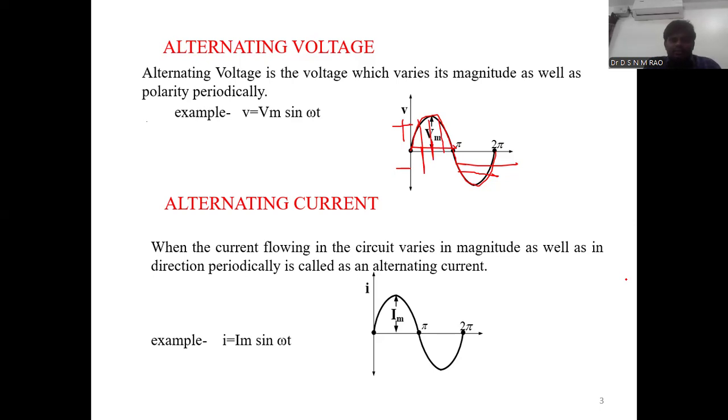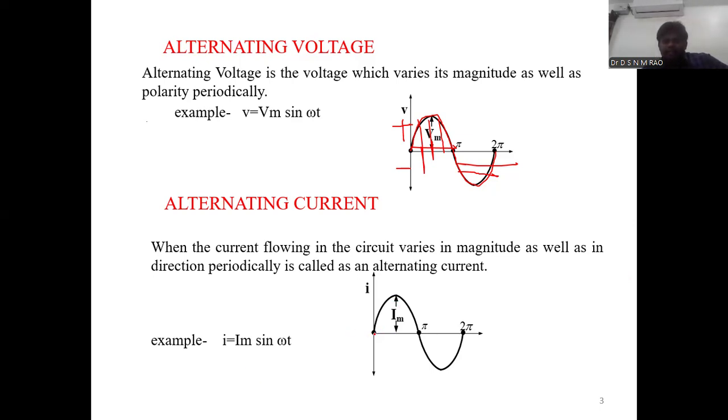Similarly, alternating current is the current flowing in a conductor. When the current flowing in the circuit varies in magnitude as well as in direction periodically, it is also called alternating current. Alternating current constantly changes its magnitude as well as direction at regular intervals of time. It is also represented by Im sin omega t. Im is nothing but the maximum value.